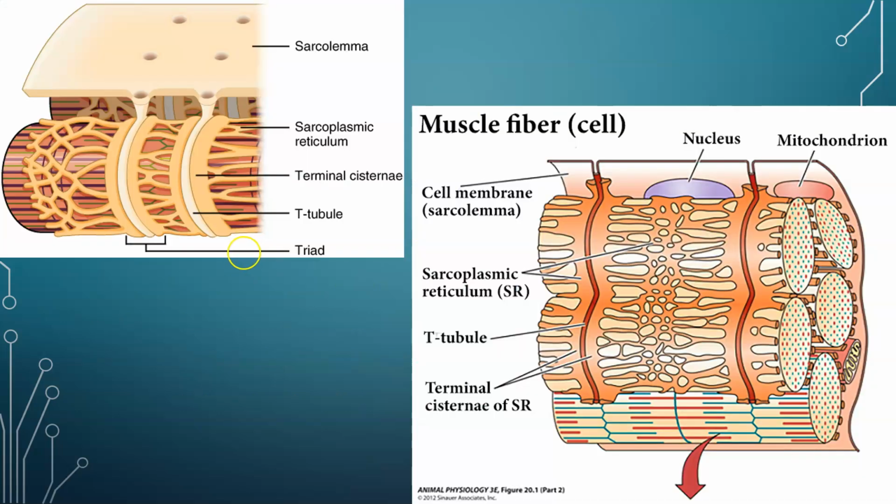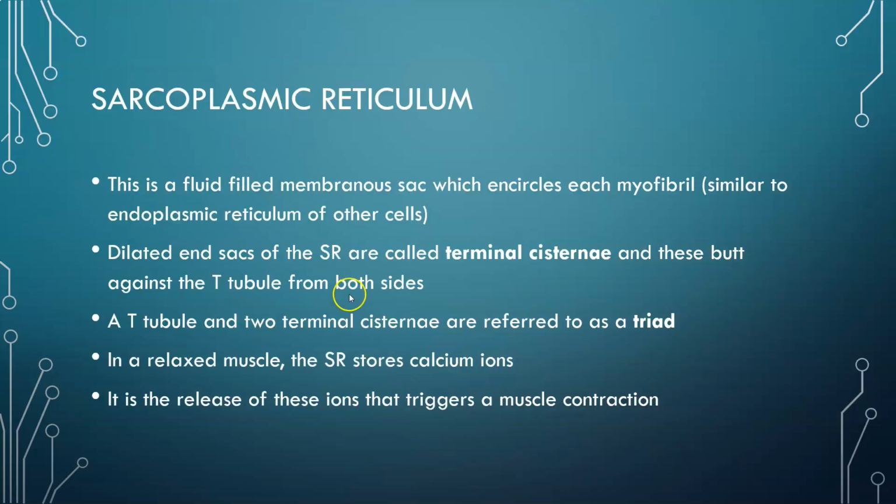We look at this configuration and we can see a T tubule, a terminal cisternae, a T tubule, and a terminal cisternae. The configuration of a terminal cisternae, a T tubule, and a terminal cisternae is called a triad. So we can see it over here, terminal cisternae, and T tubule. This represents a triad. So the T tubule and the two terminal cisternae are referred to as a triad.